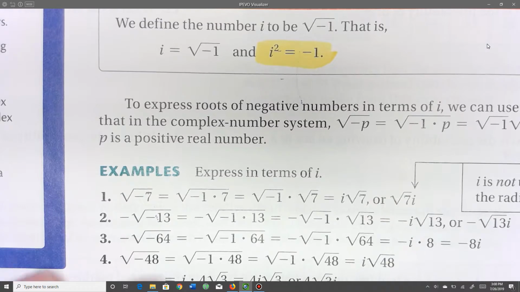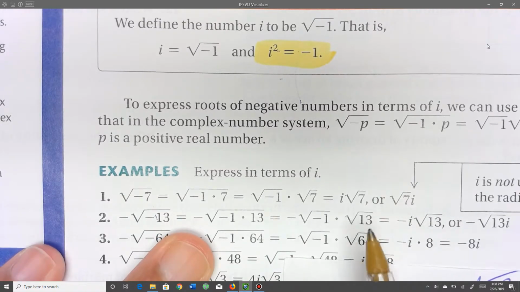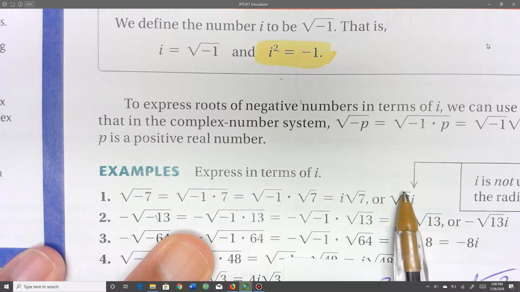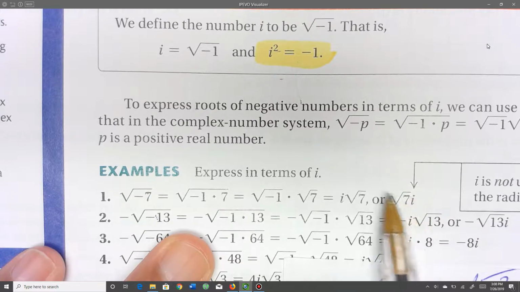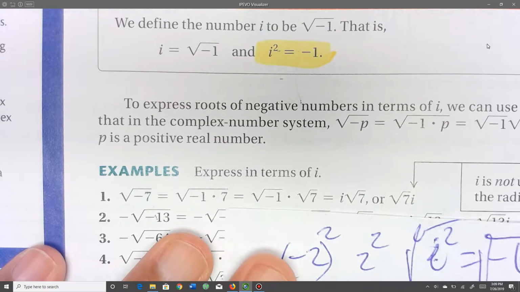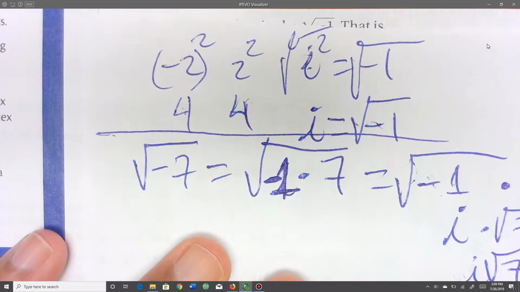The book shows you that you can also write it as square root of 7i. However, I wouldn't do that because you can't really tell that this I is outside the radical sign. So I will write it like this instead.